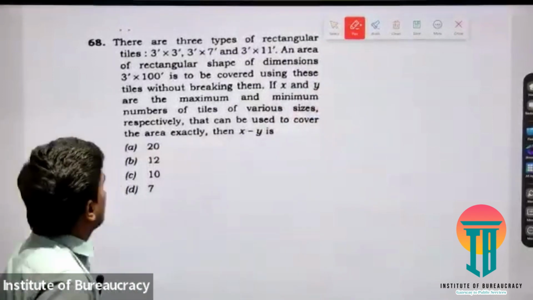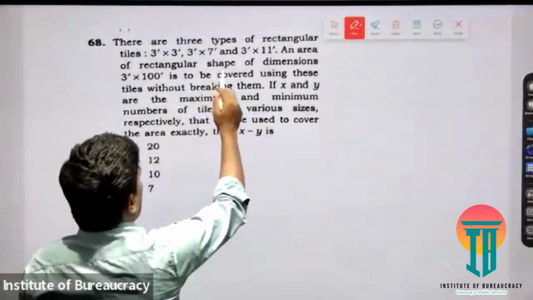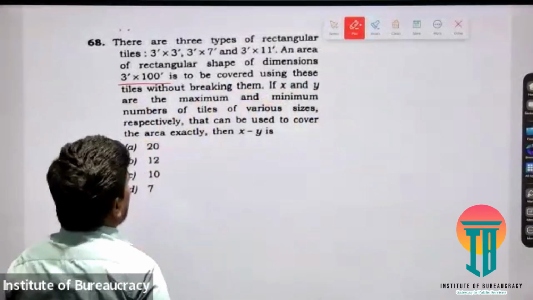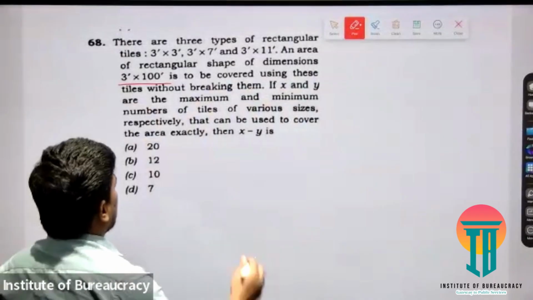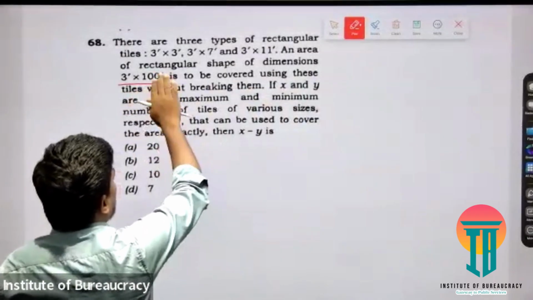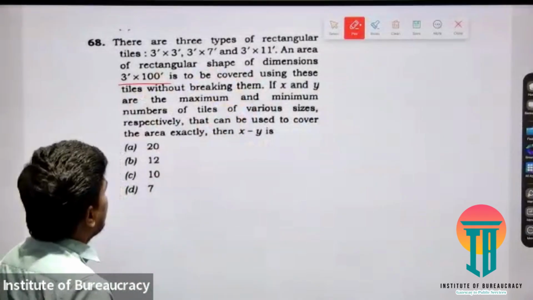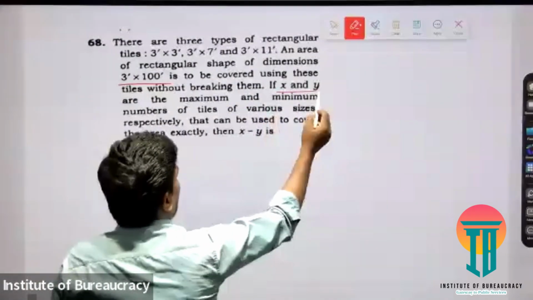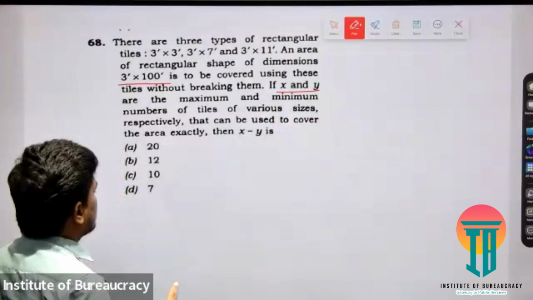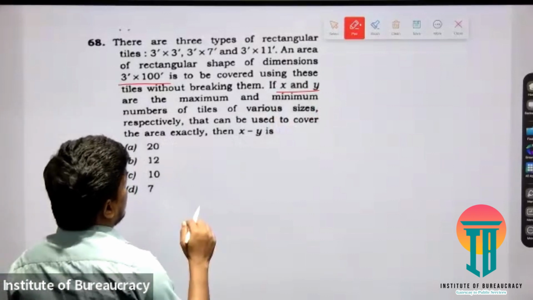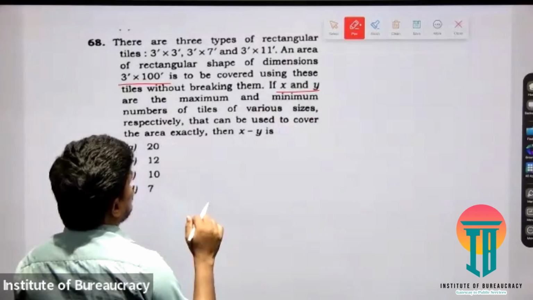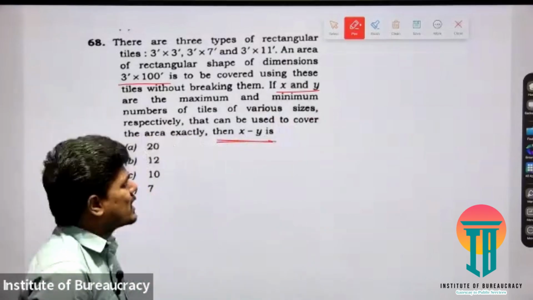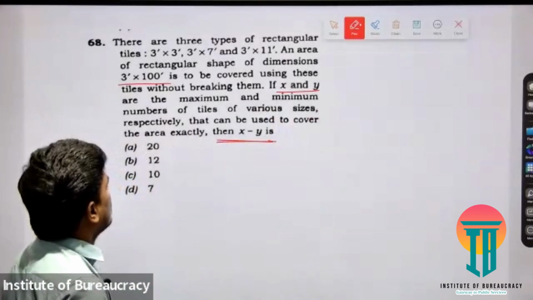There are three types of rectangular tiles: 3 into 3, 3 into 7, 3 into 11. The area of a rectangular shape of dimension 3 into 100 is to be covered using the tiles without breaking them. If X and Y are the maximum and minimum number of tiles that can be used to cover the area exactly, then X minus Y is what? The difference between the maximum and minimum number of tiles used.